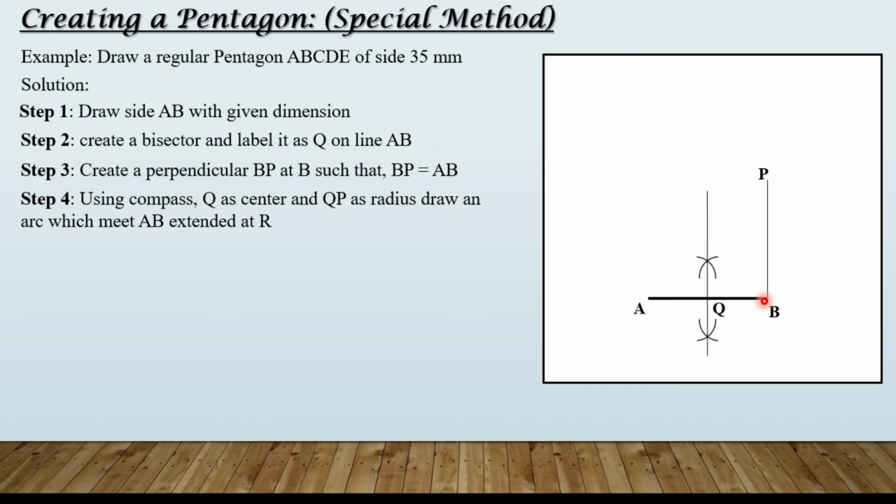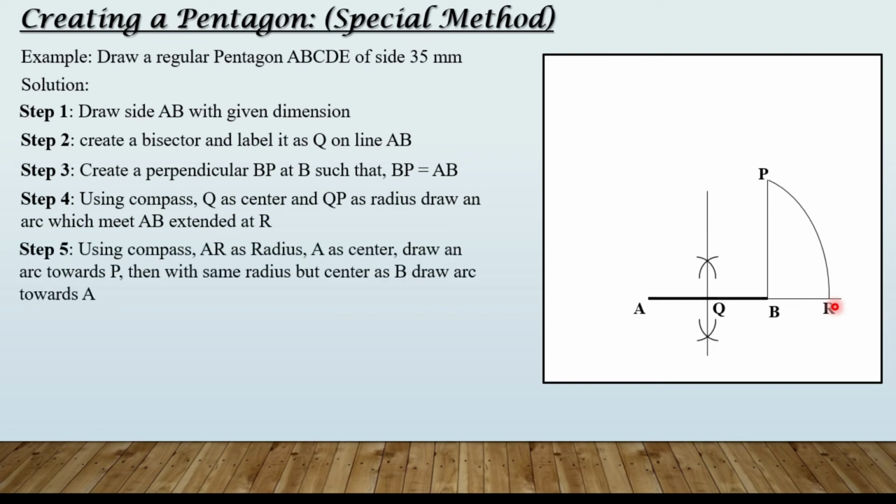Then using compass with Q as center and QP as radius, you have to draw an arc which should meet AB extended at R. So you have to keep your compass at Q, radius Q to P in your compass, drawing an arc. You have to extend this AB like this, and this point will be named as R. Okay.